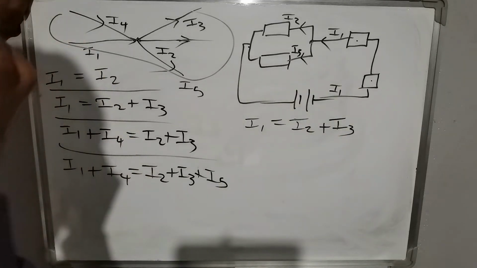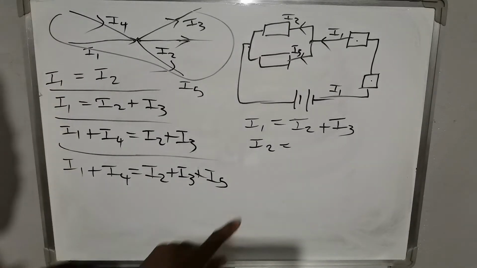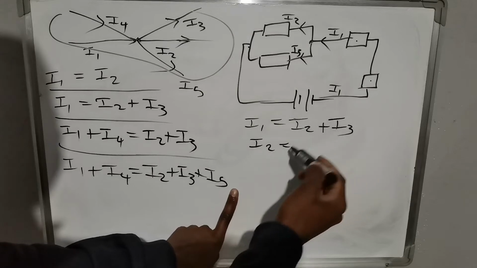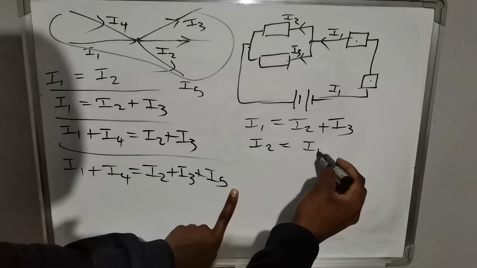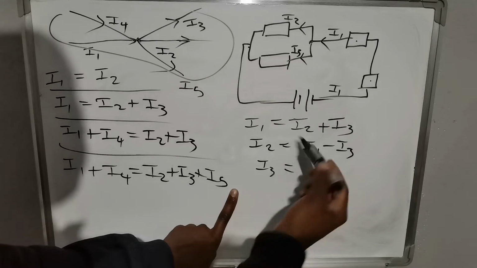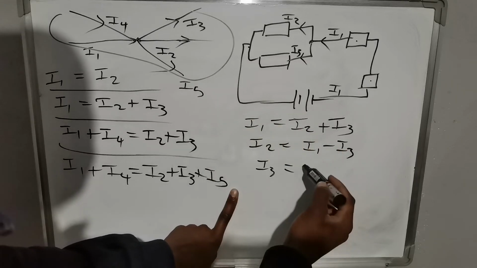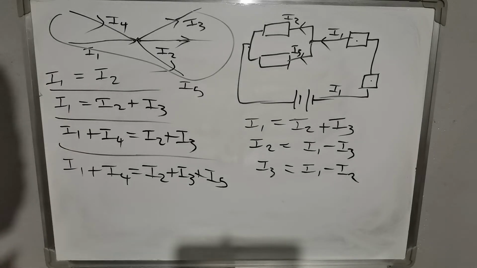So let's say we want I2, we were gonna manipulate, and we were gonna take this current this side, which would be I1 minus I3. Say we want I3, we're gonna take I2 this side. I2 was gonna change the sign, I1 minus I2. So what this guy found out is helpful. We can use it to calculate unknown currents in a circuit.